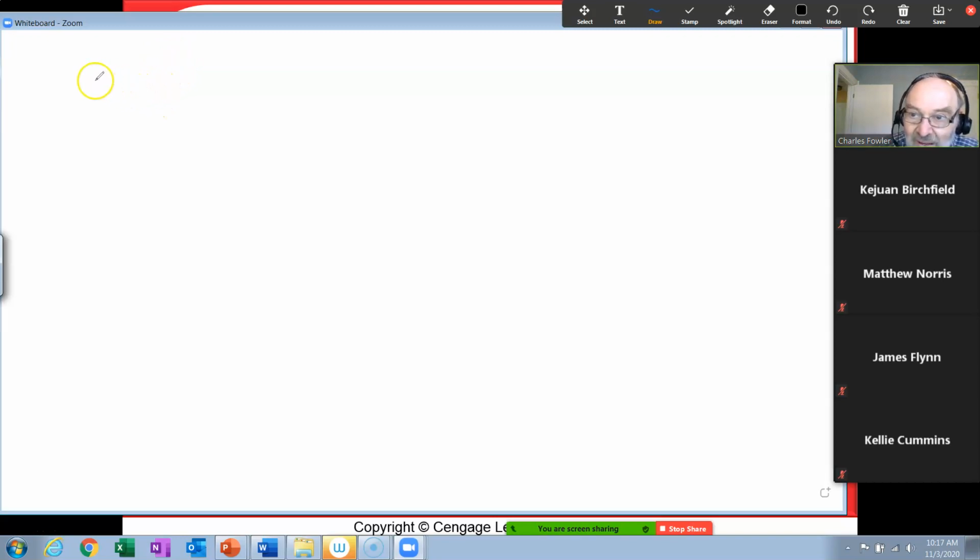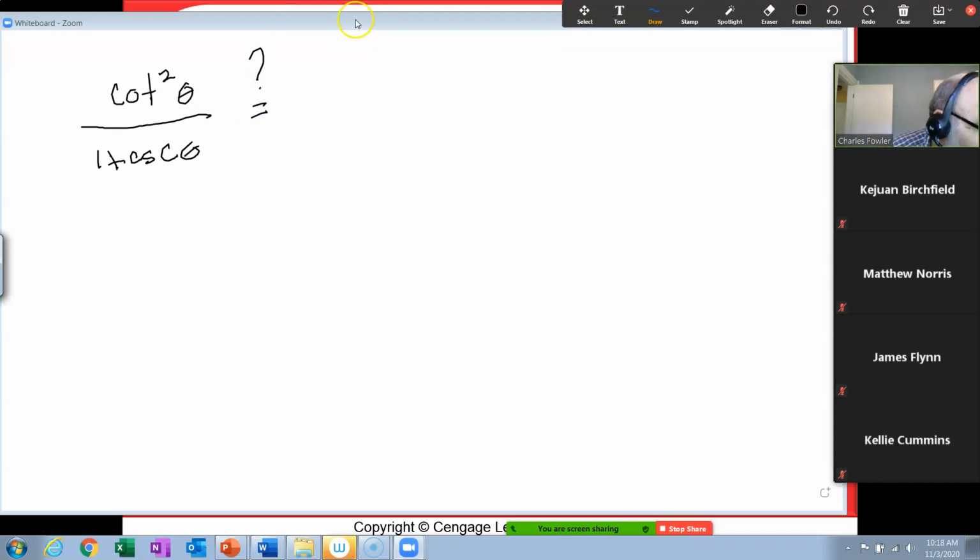Here's the identity we're asked to verify. Cotangent squared theta divided by 1 plus cosecant theta. Supposedly that's equal to, this is what we're trying to verify, 1 minus sine theta divided by sine theta. Now, this is a rather bizarre little problem here. And that sine theta here doesn't look very much like a sine theta.